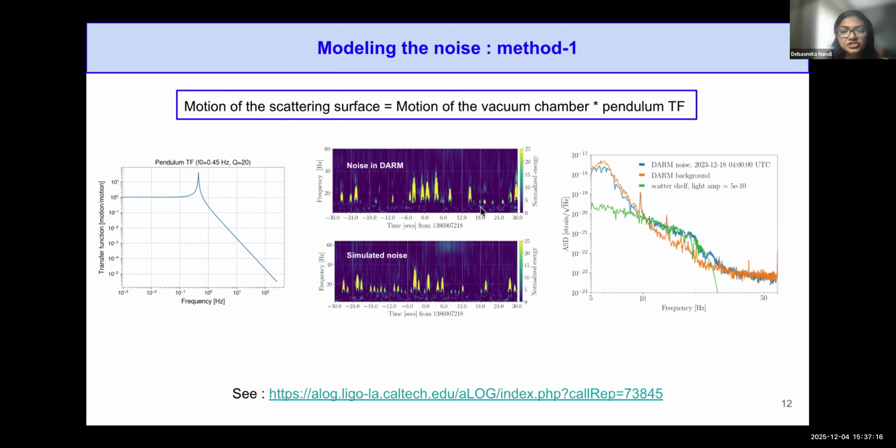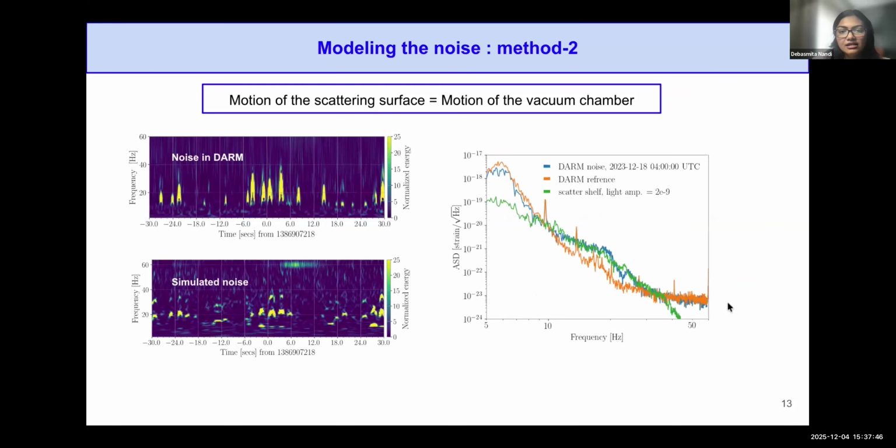The top panel here shows the actual noise in DARM, and the bottom panel here shows what we get from our simulation. The rightmost plot here shows the noise spectra as a function of frequency. The orange trace shows a background spectra when we don't have any noise, and the blue trace here is the noise spectra created by this glitch, and the green trace shows the fitting that we get from our model.